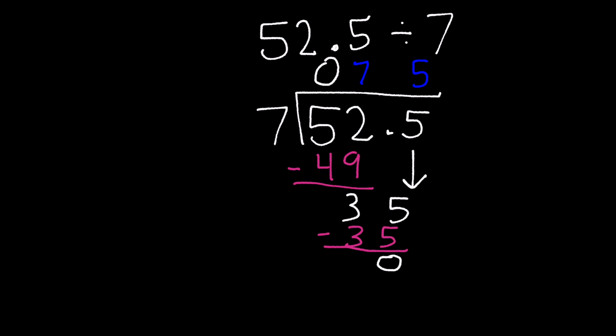Well, now we have our answer up here, and you might have noticed I didn't put the decimal up there right away. We can do it at the beginning of the problem, or we can do it at the end. So I put that decimal up there, and now we have our quotient, which ends up being 7 and 5/10.